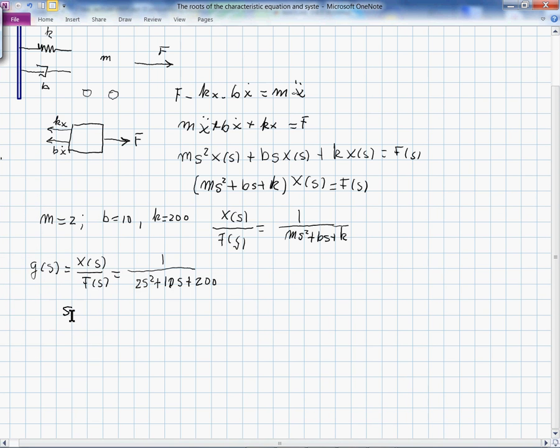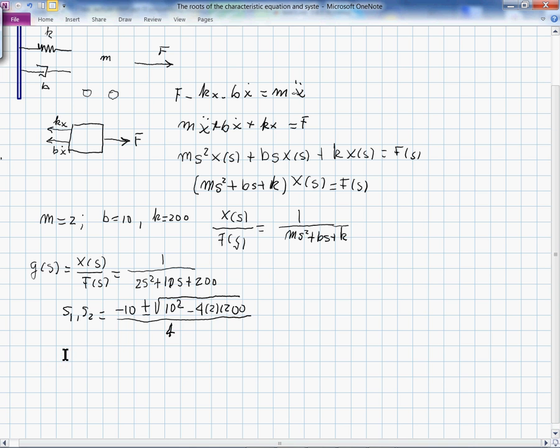So s1 and s2 are going to be equal to minus 10 plus or minus the square root of 10 squared minus 4 times 2 times 200, divided by 2a, which is 2 times 2, is 4.